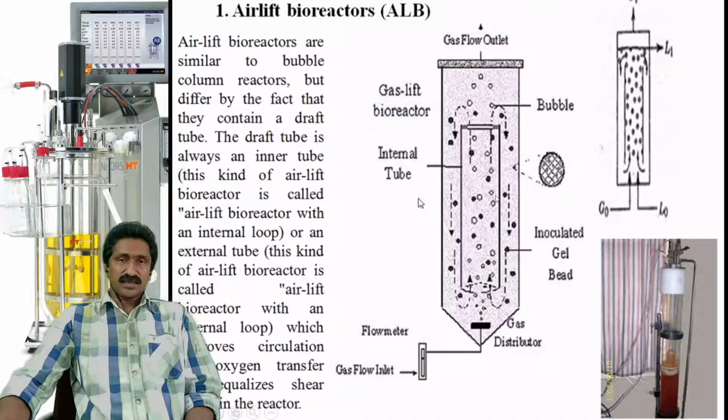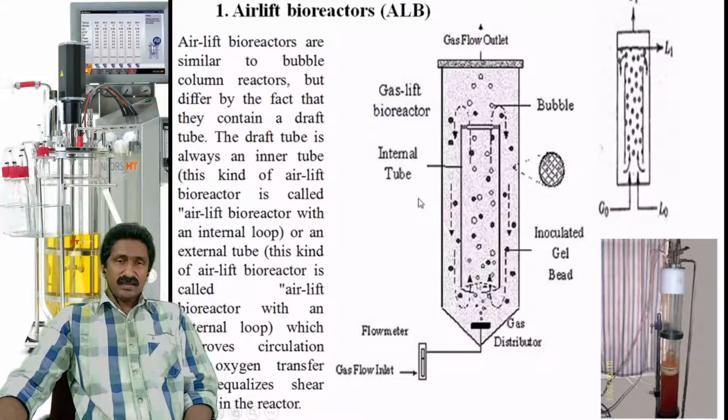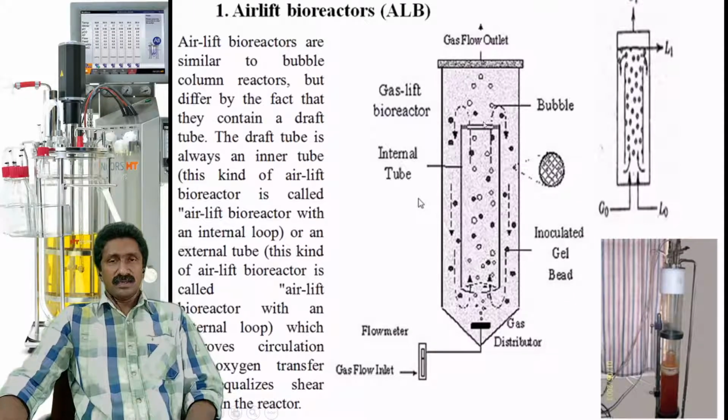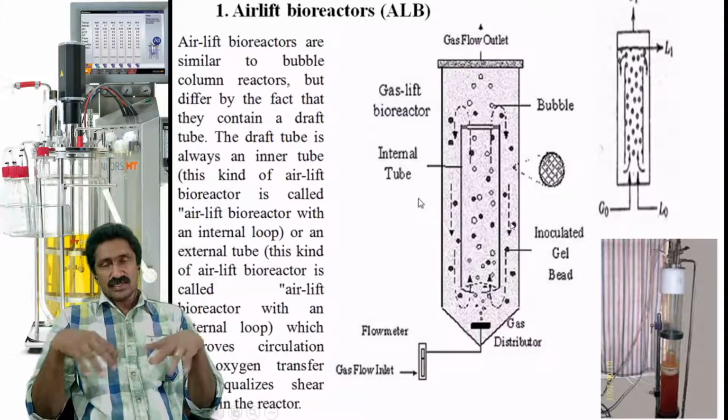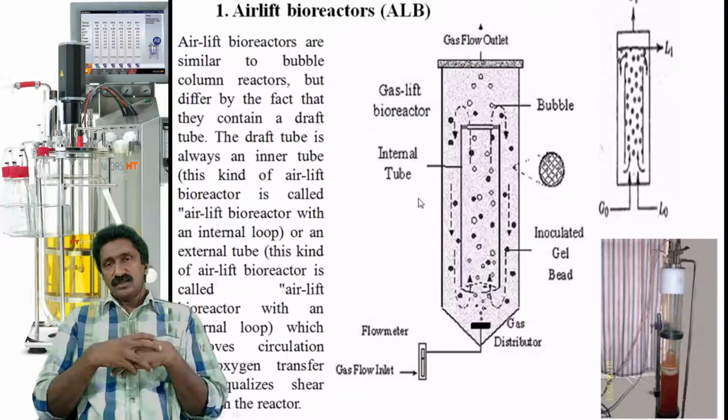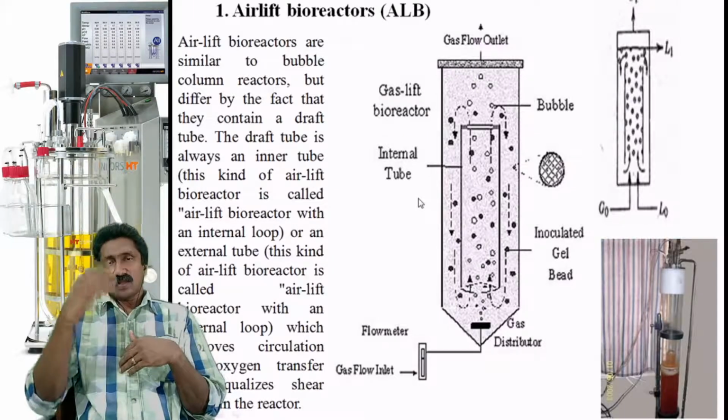So this is an actual model of an airlift reactor that is shown here. This is the concept where the air is passing through the internal tube, and along with it, the medium and the product or the components will be lifted and recycled back through the sides, so that the mixing is done by the upward movement of the air.